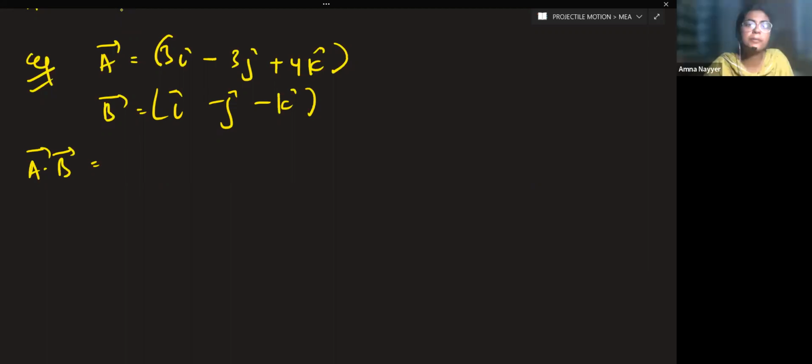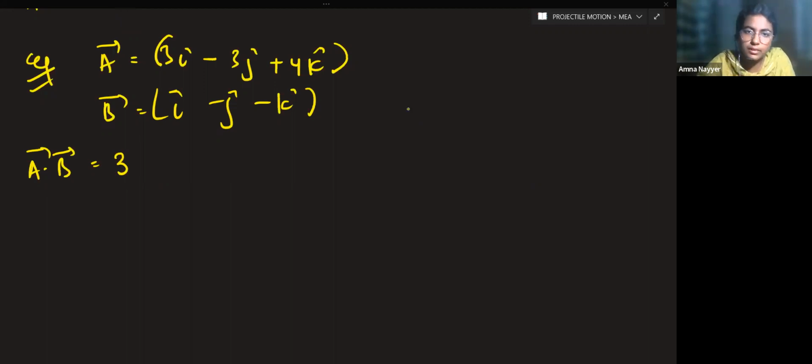3 into 1. Perfect. Coefficient of I cap is 3. Coefficient of I cap in B vector is 1. 3 multiplied by 1 will give you 3 only. And why are we not writing I cap along? Because I cap dot I cap will give you 1. Right? So here was the difference.